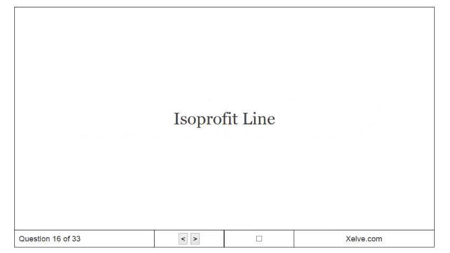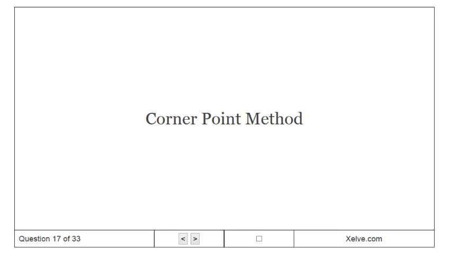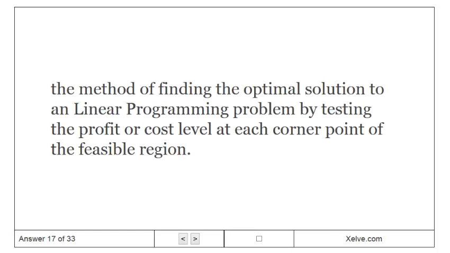Isoprofit line. A straight line representing all non-negative combinations of x and y for a particular profit level. Corner point method. The method of finding the optimal solution to a linear programming problem by testing the profit or cost level at each corner point of the feasible region.